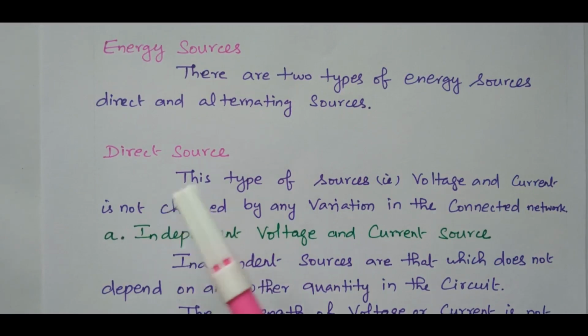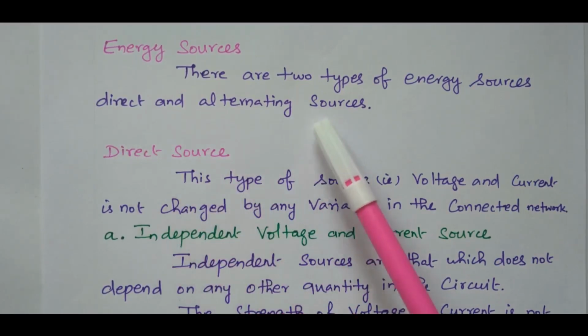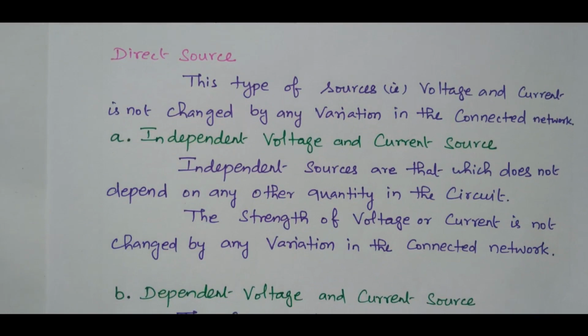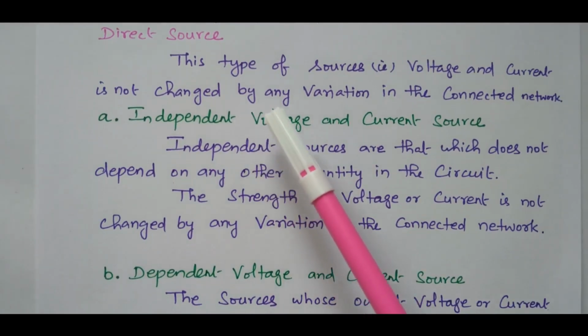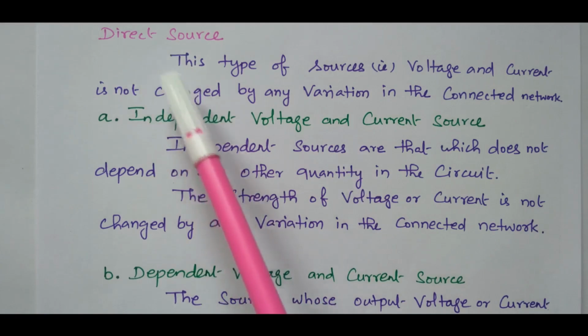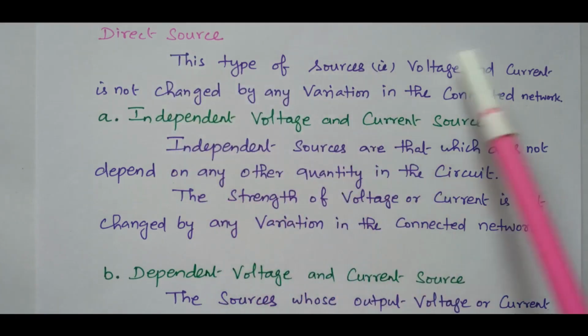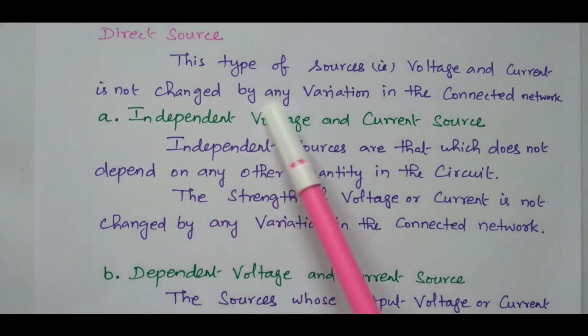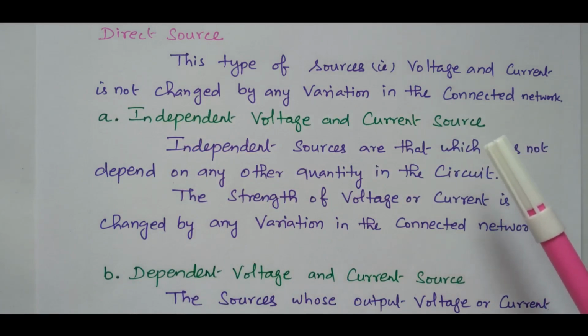The energy source we already discussed has two types available, direct source and alternating source. The direct source means this type of source, that is voltage and current, is not changed by any variation in the connected network. DC means it is always constant, but AC depends upon the frequency. Its magnitude and direction change continuously, but in case of the direct source, the voltage will be constant with respect to time, so there is no change by any variation in the connected network.